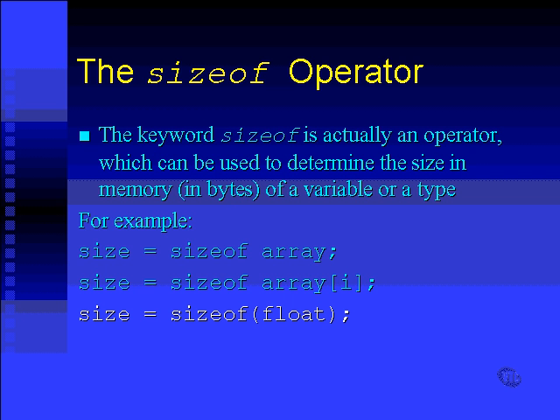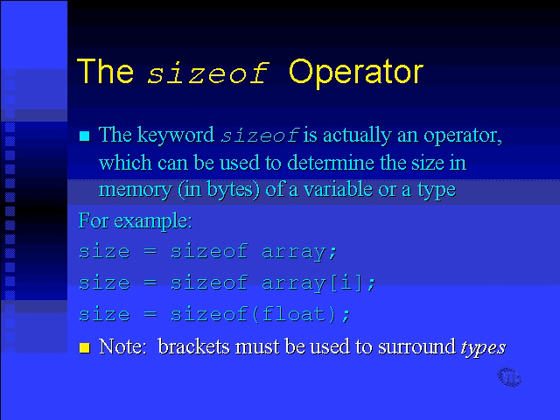You can even find out the size of a type. You can just say sizeof float. But it's somewhat special. If you use that particular notation, if you're trying to find out not the size of a variable, but the size of a type of variable, then you must use brackets to surround the type name. Why that is, well, it's a compiler issue, and if you think about it, you'll see why that might be. Anyway, let's go and have a look at some examples of the sizeof operator.